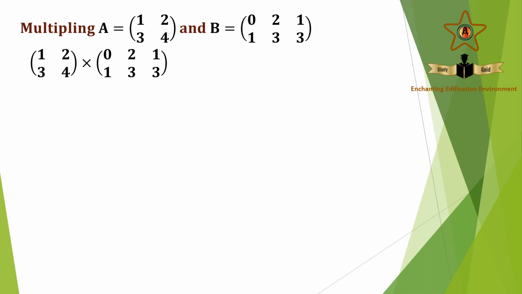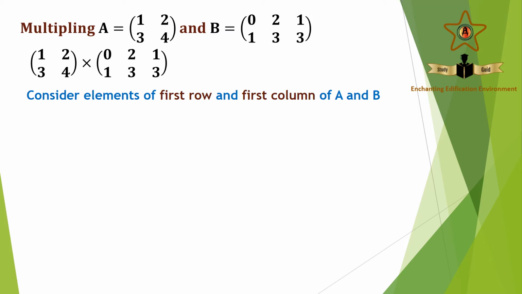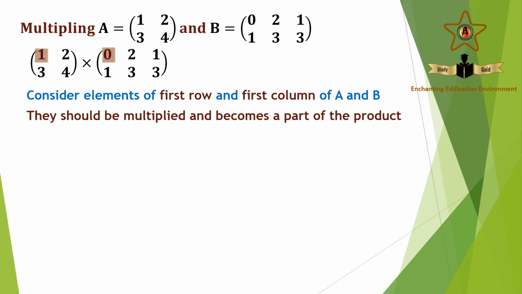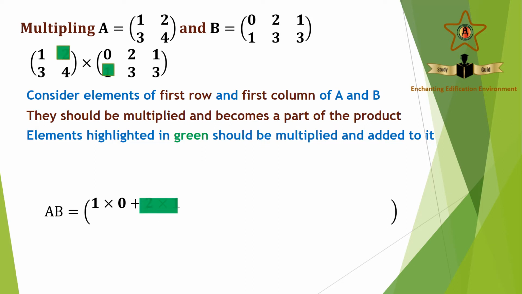Right. Now actually we are going to multiply. Now we have matrix A, we are going to multiply it by matrix B. Consider the elements of the first row and first column of A and B. First of all, we multiply 1 by 0, and it becomes a part of the first element of the resultant matrix. Then we have to multiply 2 by 1. It is added to the first part of the matrix, right?